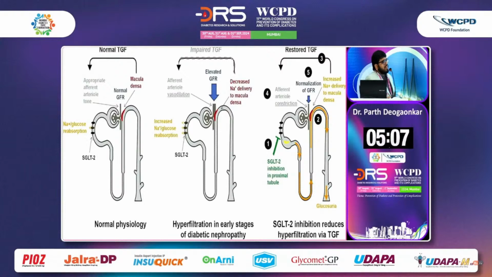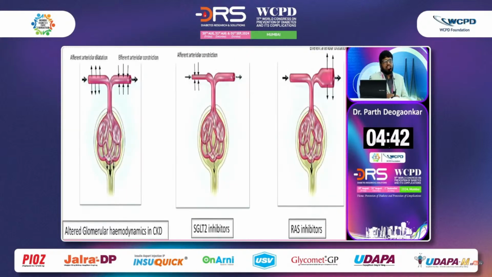Basically, in patients with diabetes, there is hyperfiltration, which leads to impaired tubuloglomerular feedback because of increased absorption of sodium and glucose by SGLT2. With an SGLT2 inhibitor, this increased absorption is stopped. More sodium is delivered to the macula densa, which constricts the afferent arteriole. So this is how both SGLT2 inhibitors and ARBs act together. ARBs act on the efferent arteriole, and SGLT2 inhibitors act on the afferent arteriole. So with SGLT2 inhibitors, we decrease the blood flow coming in, and with ARBs, we release the pressure while the blood is going out.